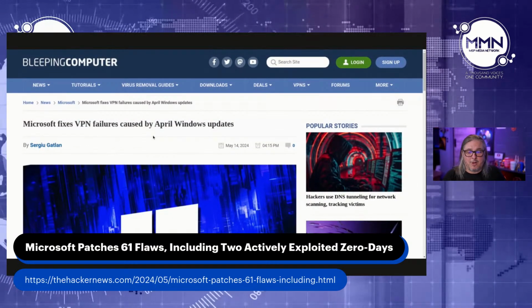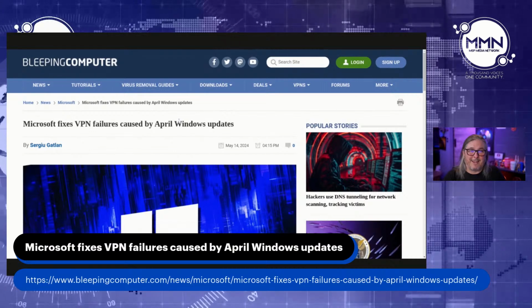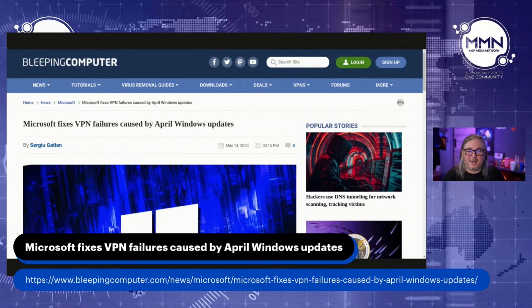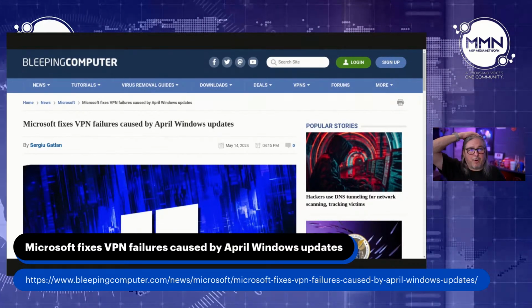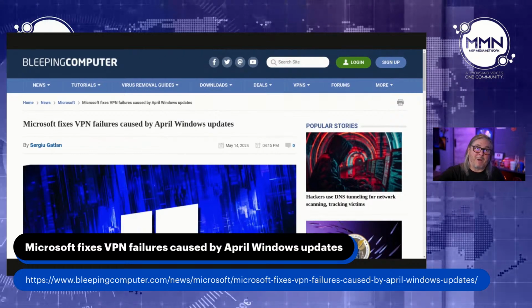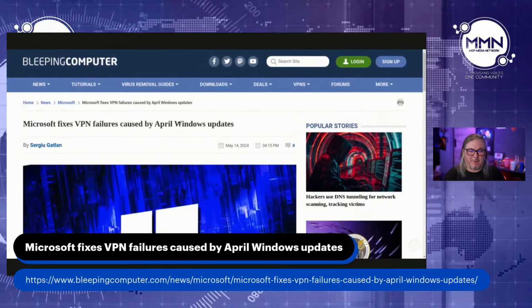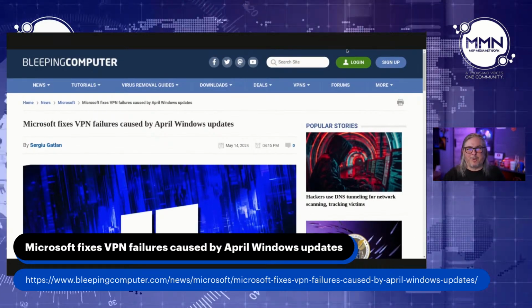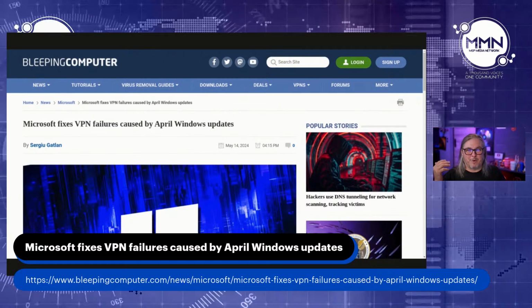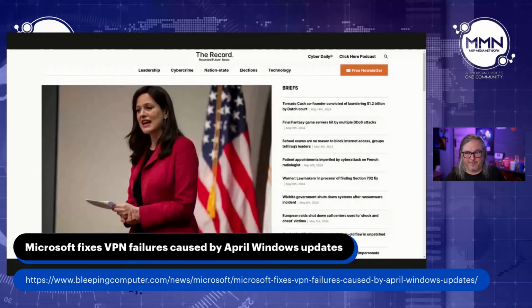Microsoft fixes VPN issues caused by April Windows updates. Thanks, about 30 days later. So hopefully you're not using Windows VPN. If you wonder why it was breaking, this is why. This is one of those reasons why we're hesitant to patch, because, cool, I patched one security flaw and traded it for different problems.